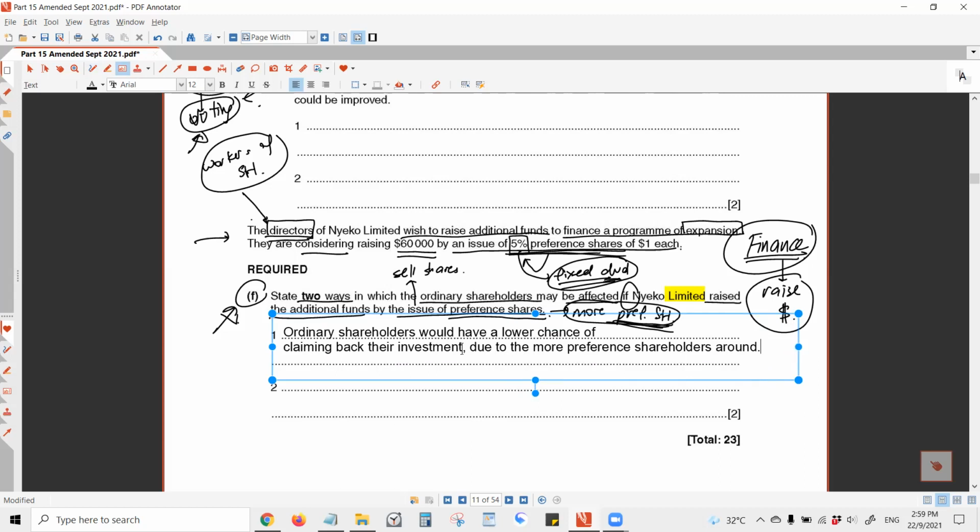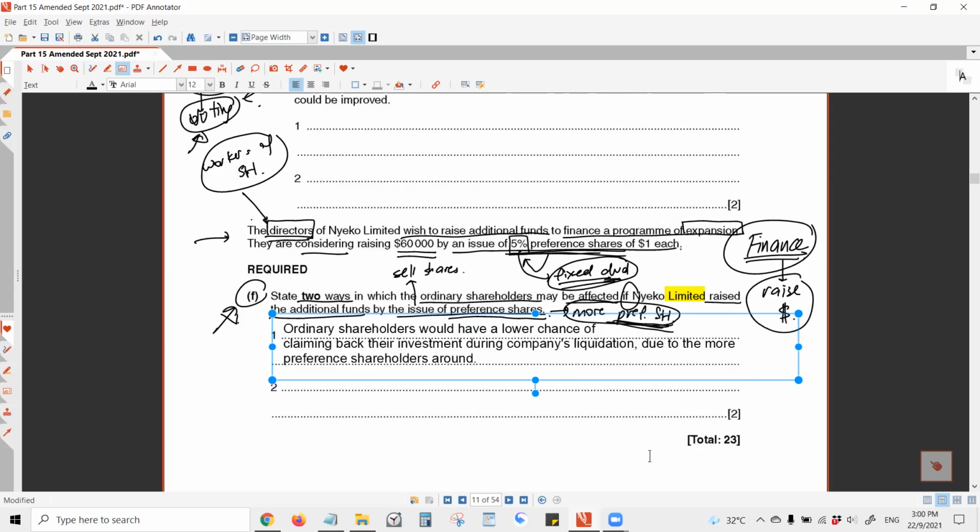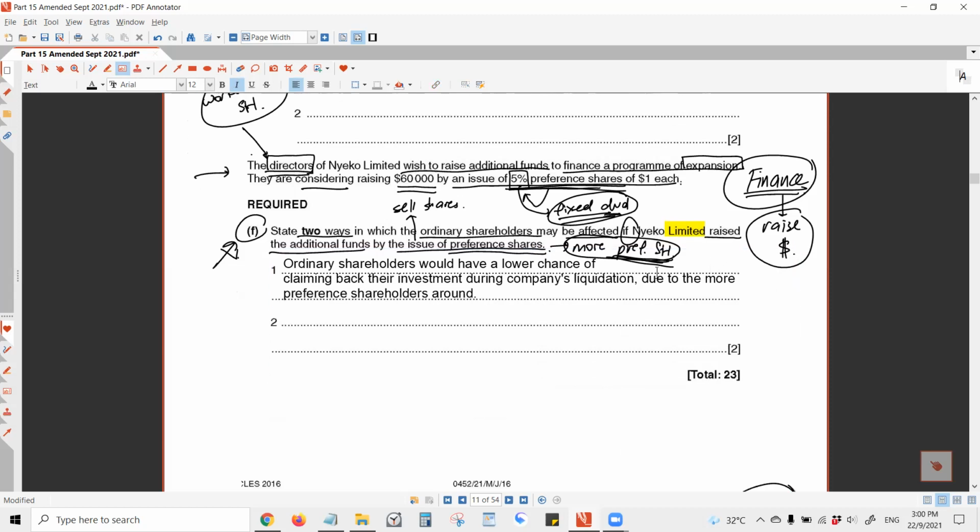Okay, they will have a lower chance of claiming back their investment. I left out a word: during the company's liquidation. Ordinary shareholders would have a lower chance of claiming back their investment during the company's liquidation due to the more preference shareholders around. Okay, so my first answer is about liquidation.